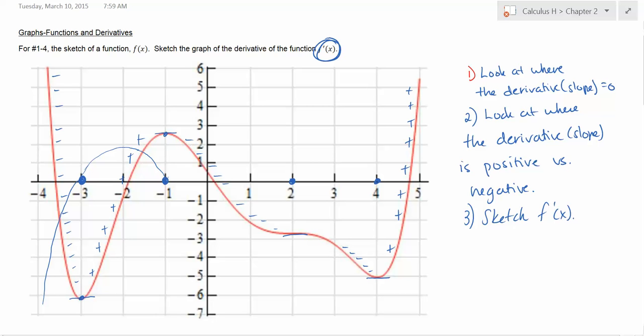They're positive, but as we approach -1, they become kind of less positive. And then after -1, my slopes are negative, negative, negative. But I see I need to get back up to where my slope is 0 at 2, so I'm going to come back up here. However, after 2, my slope is still negative, and it's not until I get to 4 that my slope becomes positive again. Okay, so again, it's just a rough estimate, but follow these 3 steps. Figure out where the slope equals 0, look at where the derivative is positive versus negative, and then go ahead and sketch your first derivative graph.